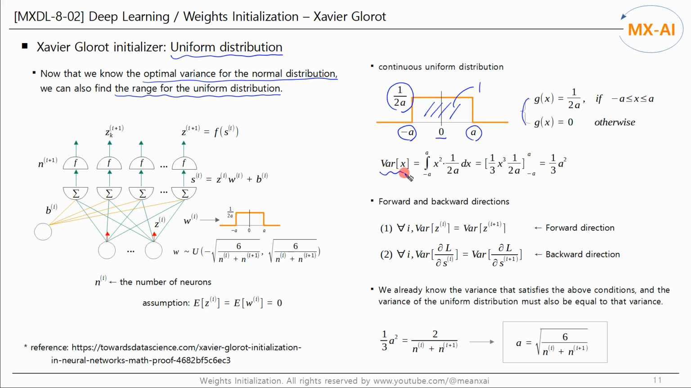The variance of this distribution will be 1/3 a squared. And as we saw earlier, the following two conditions must be met. We already know the variance that satisfies the above conditions, and the variance of a uniform distribution must also be equal to that variance. Therefore, a satisfying the above conditions is as follows. That is, the weights are initialized using this distribution.